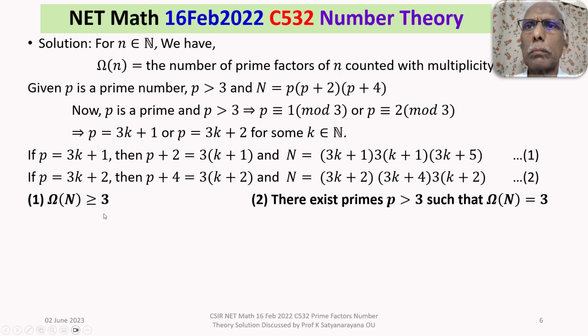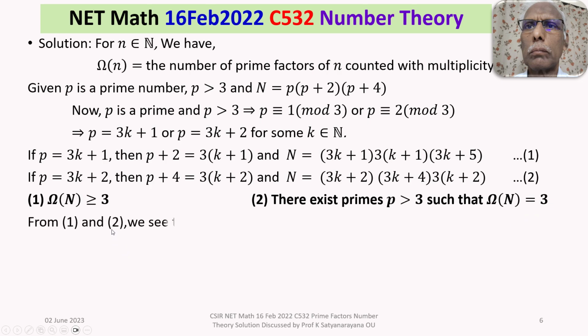And let's get into options 1 and 2. Option 1 says omega of n is greater than or equal to 3. Option 2, there exist primes p greater than 3 such that omega of n is exactly equal to 3.